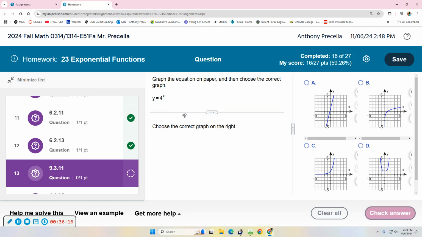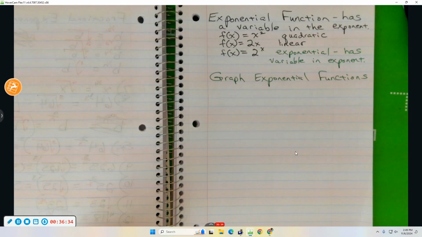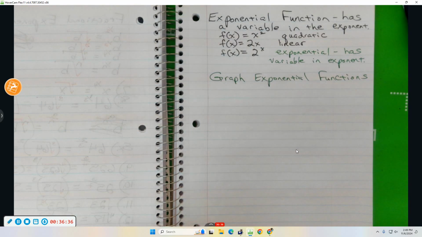What we're going to do to graph exponential functions, we're just going to plot points and just connect those dots, okay? Once we see a path. y equals 4 to the x. That's the thing we're trying to graph. We want to graph y equals 4 to the x. Let me write this down.